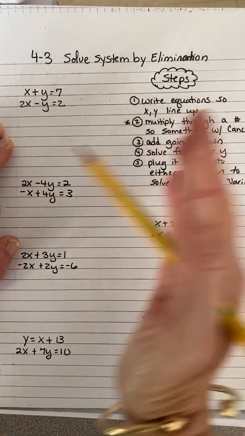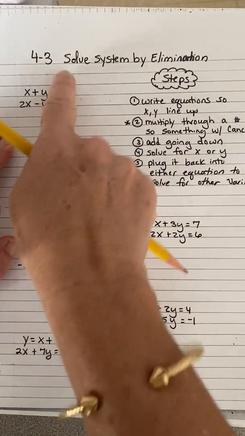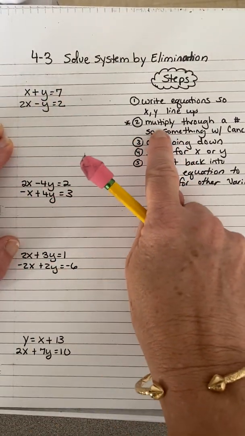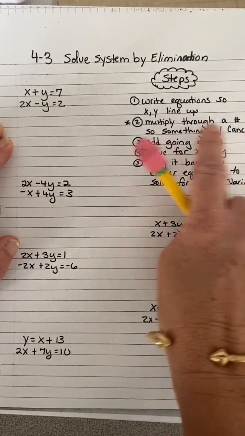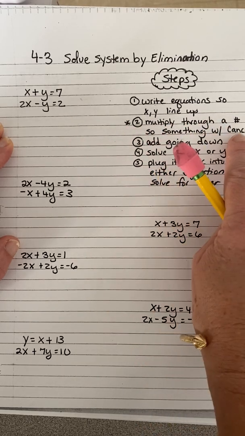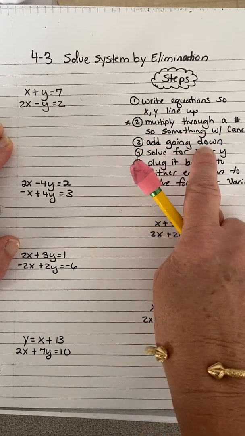Now, it doesn't really matter so much if you have your x's first or your y's first, as long as they're lined up. All right, step number 2, multiply a number through so something will cancel out. I'm going to come back to this and talk about step 2 later on. Step 3, we're going to add going down.